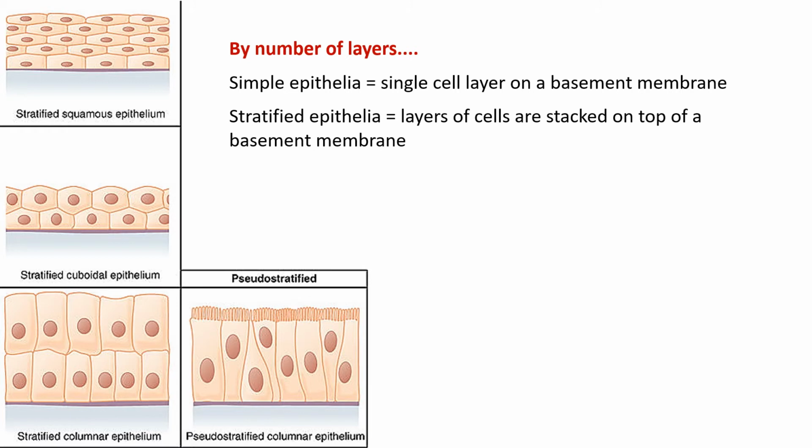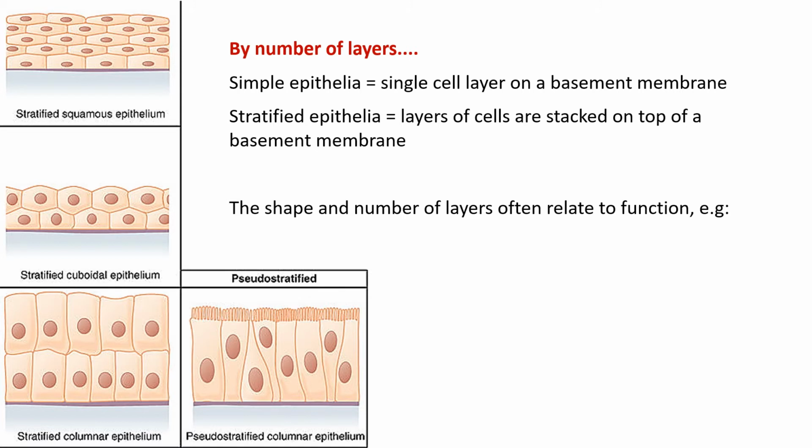Below that, we've got stratified cuboidal, stratified columnar, and then a rather funky one, which is pseudo-stratified columnar. And if you look carefully, it is actually only one layer. So it is technically simple, but it looks stratified because it's got a bit squashed up and all the nuclei are different heights.